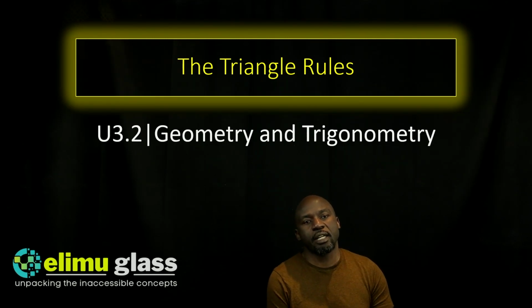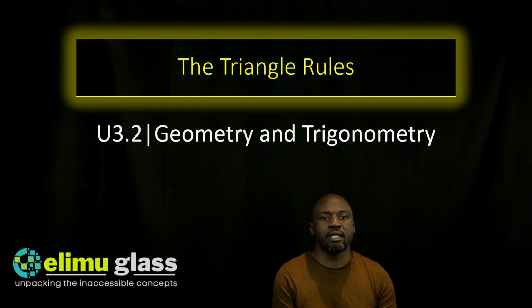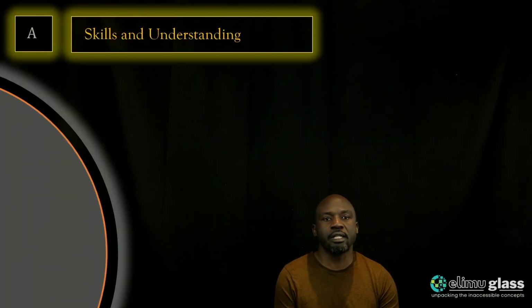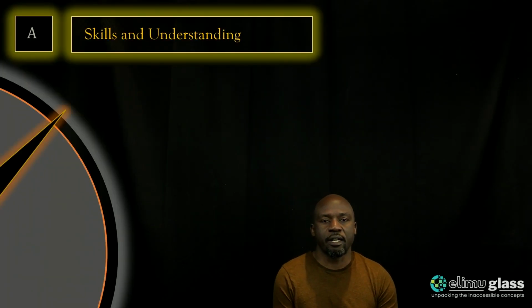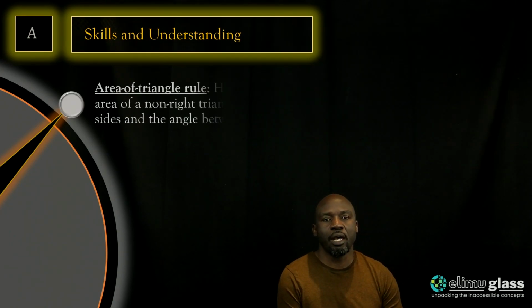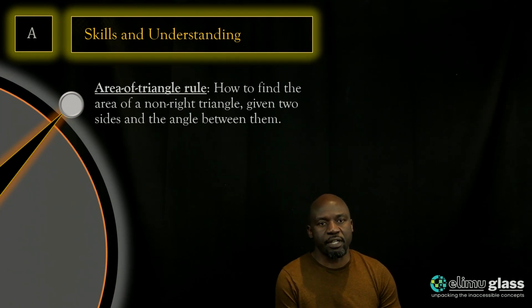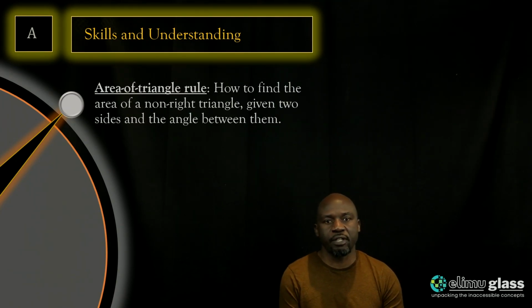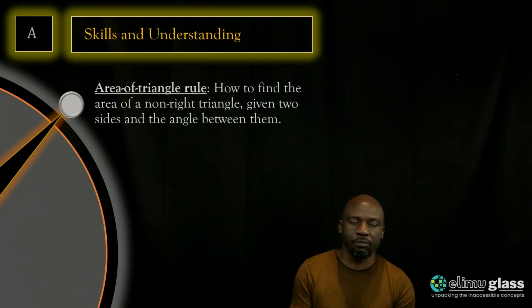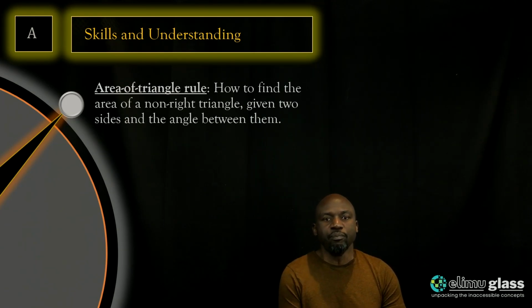Okay, so the second part is going to be on triangle rules. We will go into this shortly, but let's first of all just lay down how we will tackle this. On triangle rules, we will look at the area of a triangle rule, how to find the area of a non-right angle triangle when you're given 2 sides and the angle between them, or you're given 2 angles and 1 side, and so on.